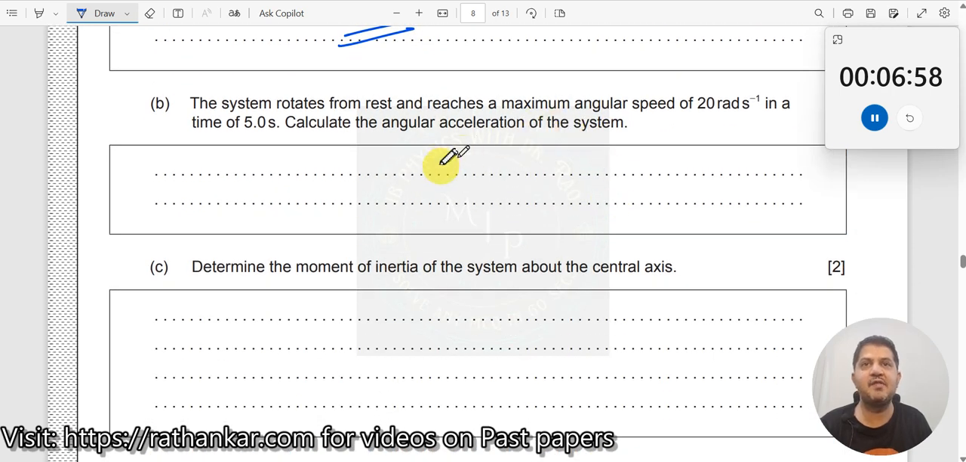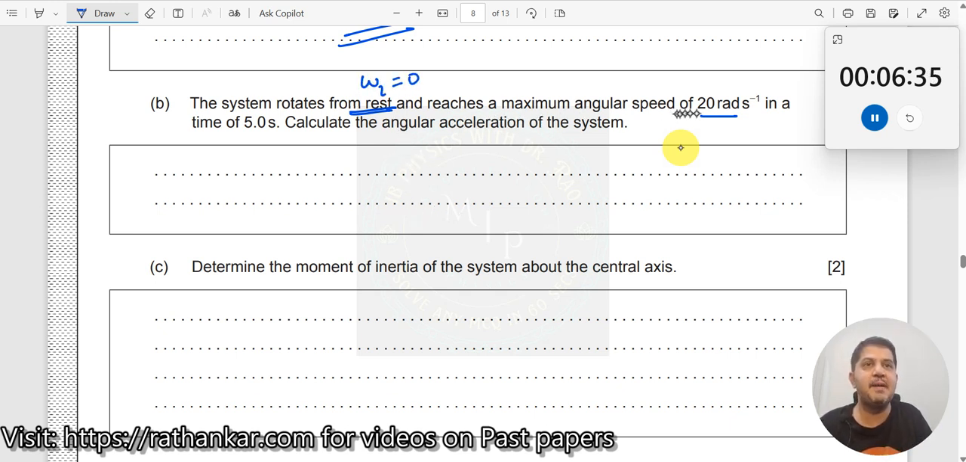The system rotates from rest and reaches a maximum angular speed of 20 radians per second. Whenever there is a question on "from rest," what does it tell you? That the initial condition is equal to 0. Now it's a question on rotation. So when it is a linear problem, initial velocity is 0. It's a rotational problem, so initial angular velocity is 0, which means omega I is equal to 0.